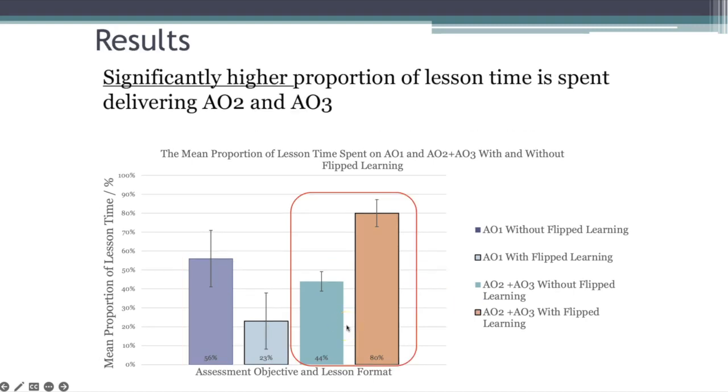When I then compared the amount of time spent on AO2 and 3 without flipped learning compared to with, this was the bit where there was the biggest difference. We can see that significantly more lesson time was spent on AO2 and AO3. And in fact, about 80% of the lesson time was based on developing their skills linked to application, practicals, processing data. So I was really pleased to see that the flipped learning did achieve what I wanted it to achieve.